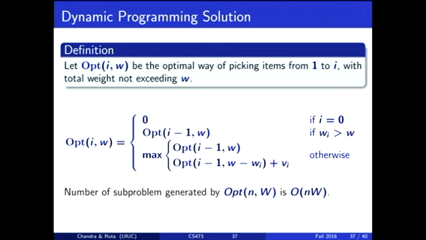Opt of i, w is what? It is 0 if i equals 0. There are no items, it is 0, right? There are two cases. One is, I mean, ignore this case for now. One is, I don't want to include the ith item. Then what is the optimal solution? Opt of i minus 1, w, right? If I want to include the ith guy, what do I get? I get a profit of v_i, but then the knapsack capacity has to be reduced, right?